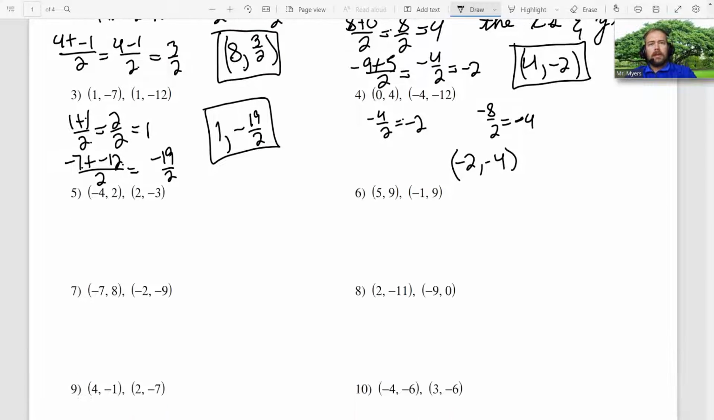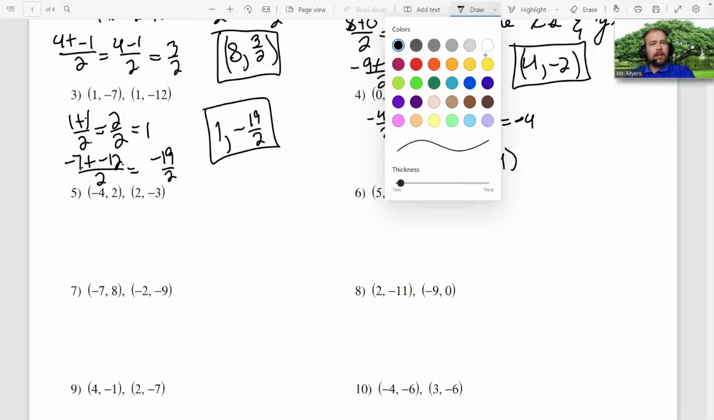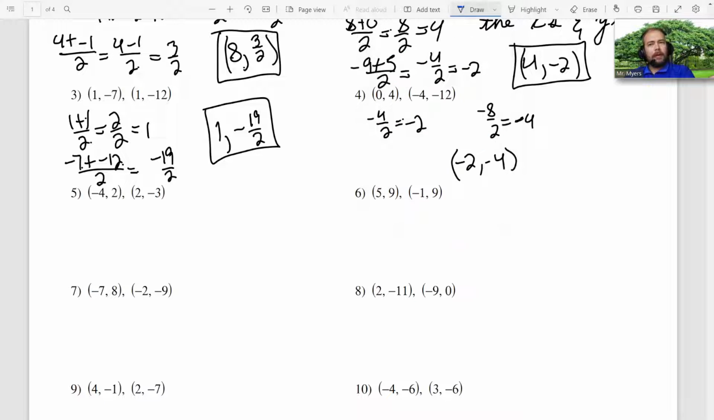Okay. Number 5. And we're going to start using some color here. Let's use blue. So negative 2 plus 4. Or sorry, negative 4 plus 2. Has some dyslexia there. Negative 2. I did it again. Negative 4 plus 2 is negative 2. Over 2 is negative 1.